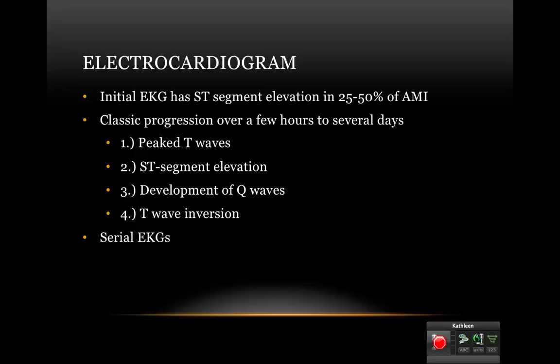So in leads 1, aVL, V6, V4 through V6, or 2, 3, and aVF. R waves that are greater than 0.04 seconds in V1 and V2, with a positive T wave, absence of a conduction defect. So you can have marked symmetrical precordial T wave inversions.